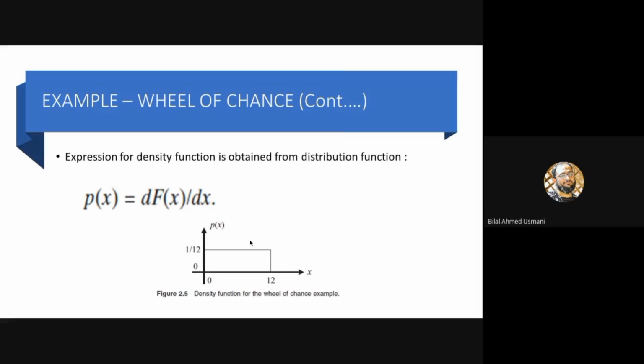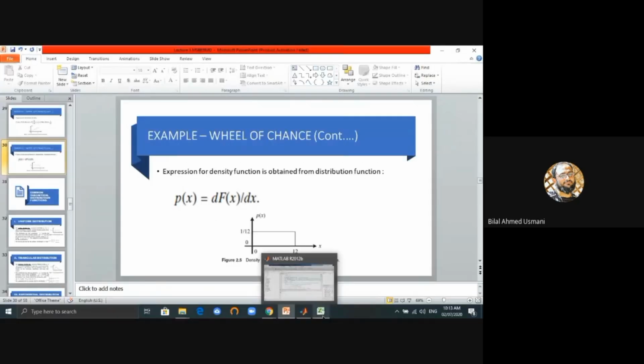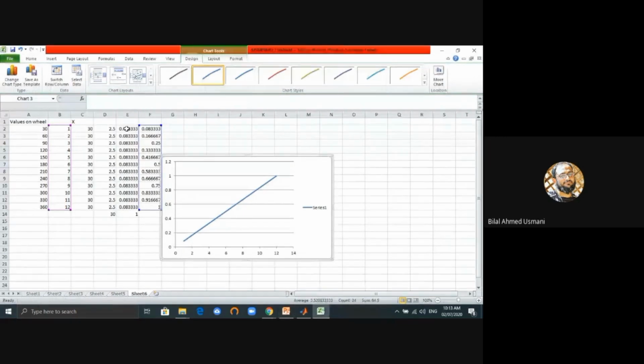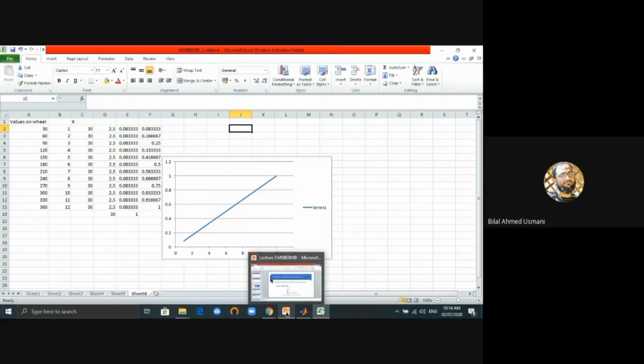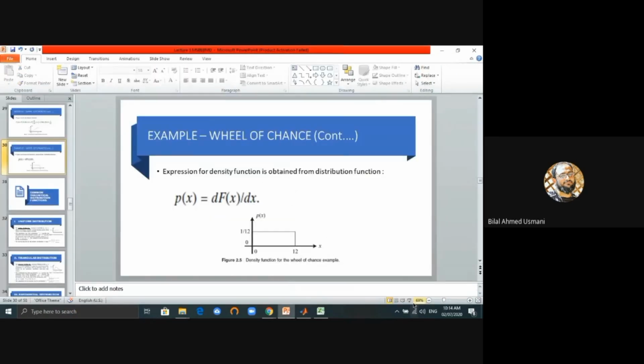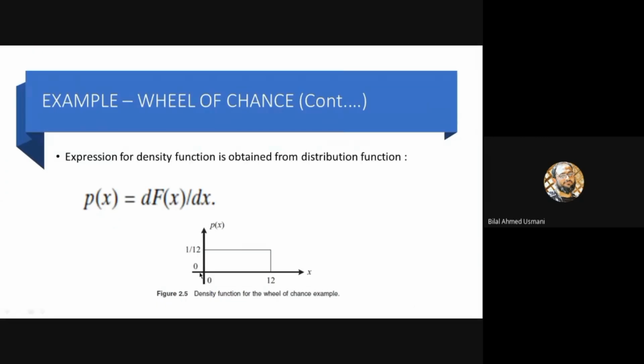What is the probability for distribution? I've shown you, by the way. It's 0.0833, it's 1 upon 12. So if you divide 1 by 12, you will get 0.0833. So the distribution function, or PDF, I've drawn. I just drew it in front of you. So it is something like that, between 0 and 12. So you can always plot that.